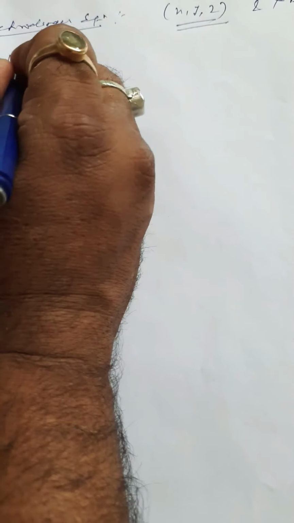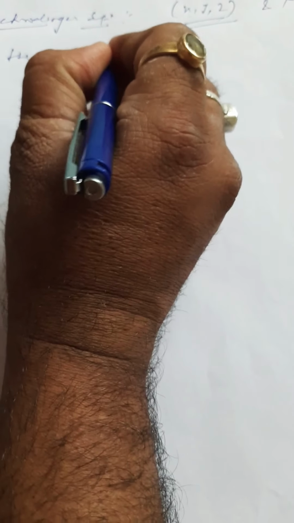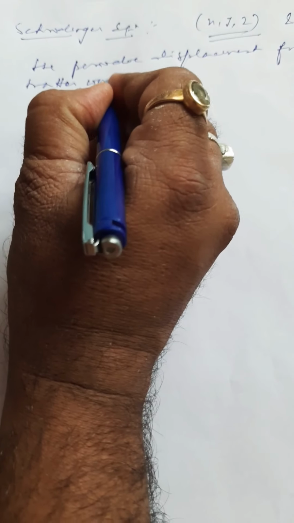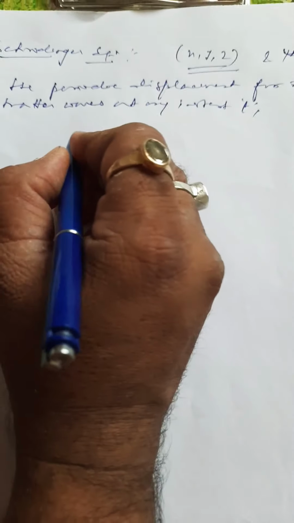Now let the position coordinates of the particle be x, y, z, and let psi be the periodic displacement for the matter wave at any instant t. Okay, this is psi. We can write a differential equation of the motion of the wave as follows.